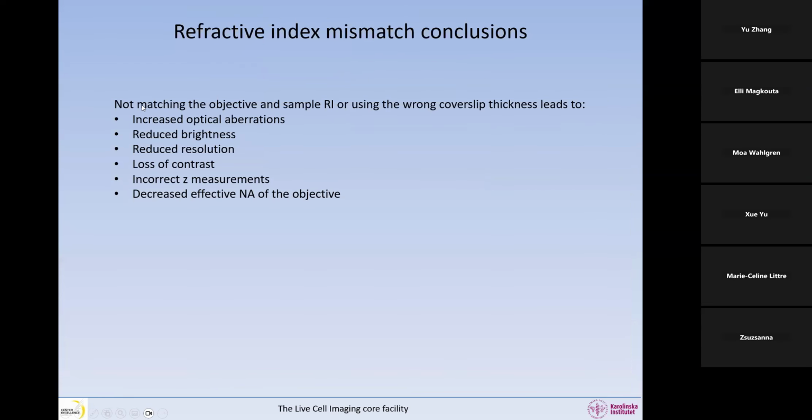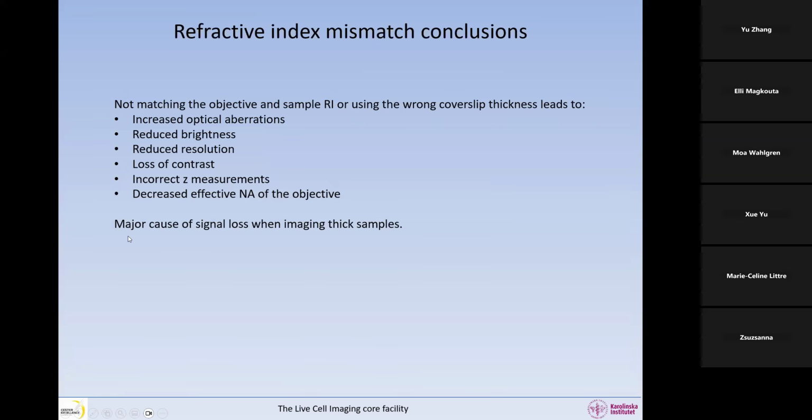Right, so here are a few conclusions. Not matching the objective and sample refractive indices or using the wrong cover slip thickness leads to increased optical aberrations, reduced brightness, reduced resolution, loss of contrast, incorrect Z measurements and volumes, and decreased effective numerical aperture of the objective.